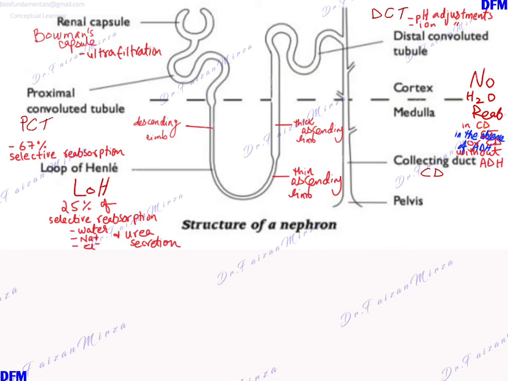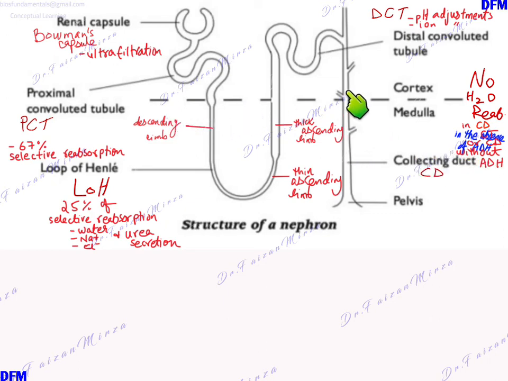Displaying to you the structure of the nephron once again, Bowman's capsule is dealing with ultrafiltration. The proximal convoluted tubule is involved with 67% of selective reabsorption. The loop of Henle deals with 25% of reabsorption, which includes the reabsorption of water, sodium chloride, and urea secretion. The distal tubule is involved in pH adjustment and ionic adjustment, whereas the collecting duct is impermeable to water, but in the presence of ADH, this becomes permeable to water.